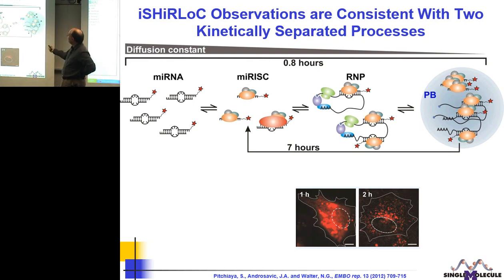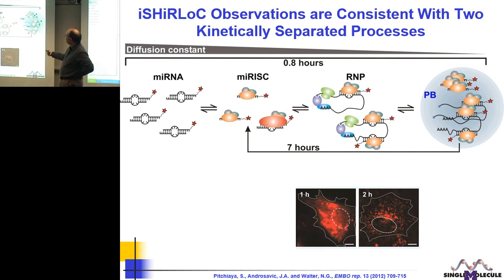And that happens over a period with a time constant of about 0.8, which we get from this biphasic assembly kinetics information. At that point, you get more and more multimers because two microRNAs might bind to the same messenger RNA, or multiple microRNAs with their targets might bind to a P body, the processing body.